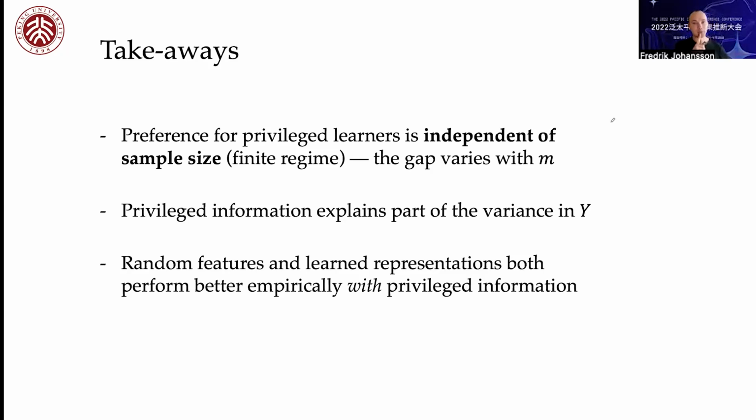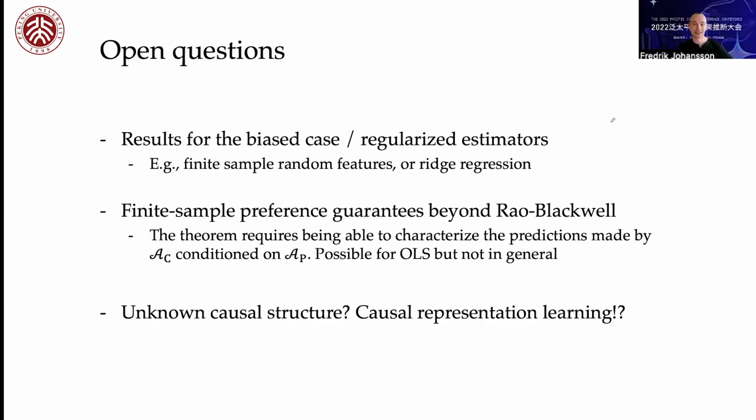Now, there's a number of open questions with this work. Perhaps most importantly, we've assumed that we know the parametric form of the things that we're dealing with. We have some infinite sample results for random features, but we would like to be able to generalize theorem 1 to the case where we have a finite number, or where we have regularization, because that actually works really well empirically too. We would like to be able to use a different framework or tool than Rao-Blackwell, because it actually forces us to reason about what the classical learner outputs as a function of the privileged one. And that's easy to do for OLS, but less so for other estimators.